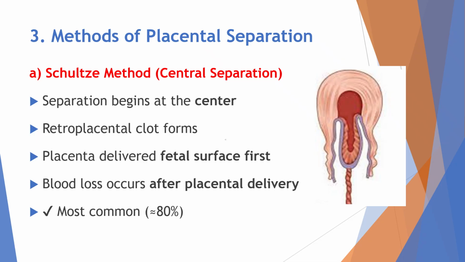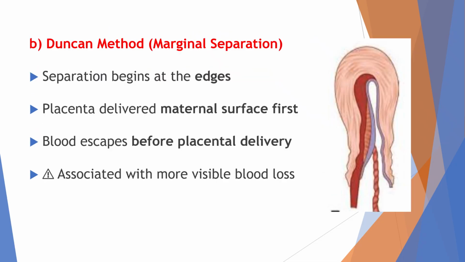In this method, most of the blood loss occurs after the placenta has been delivered, so there is less visible bleeding before expulsion. The Schultz method is the most common type of placental separation and is seen in about 80% of normal deliveries.